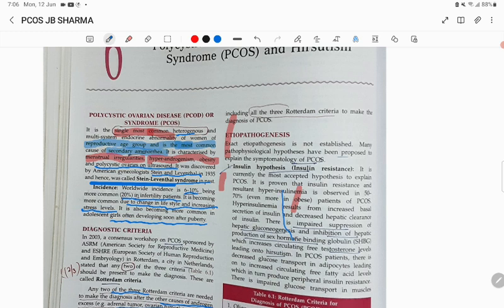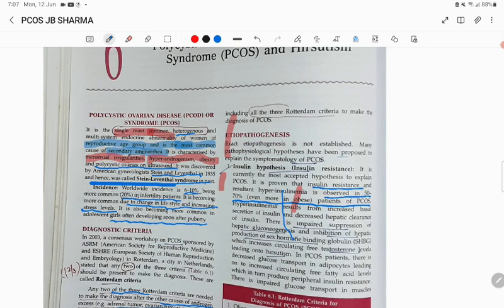What is the etiology? The exact etiopathogenesis is not established. Many pathophysiological hypotheses have been proposed to explain the symptomatology of PCOS. The first one is the insulin hypothesis, that is insulin resistance. It is currently the most accepted hypothesis to explain PCOS. It is proven that insulin resistance and resultant hyperinsulinemia is observed in 50 to 70%, even more in obese patients with PCOS. Hyperinsulinemia results from an increased basal secretion of insulin and decreased hepatic clearance of insulin.